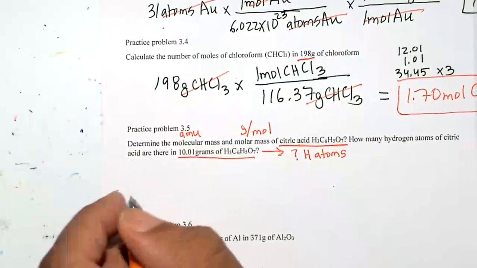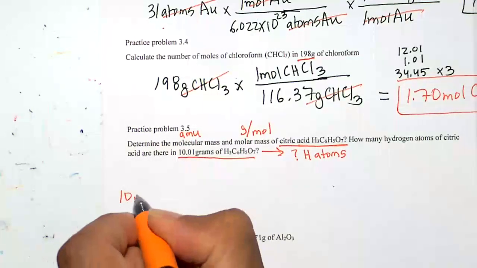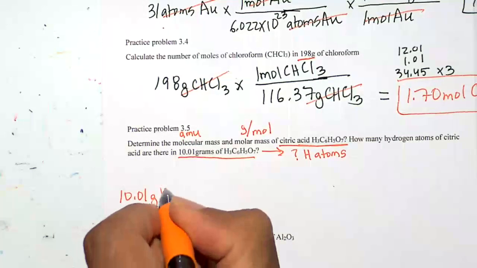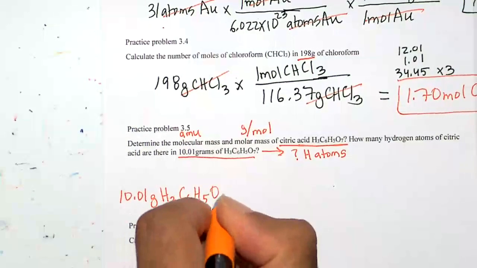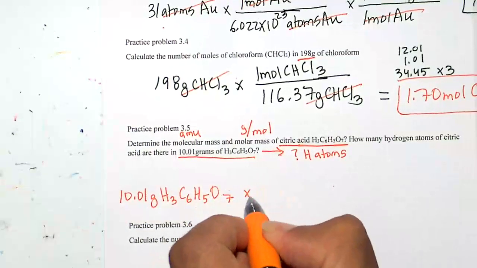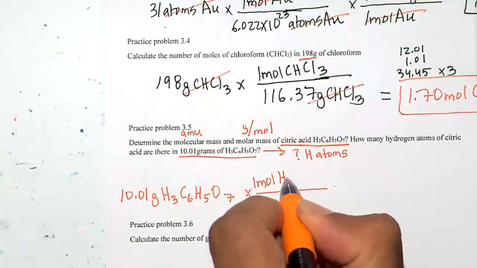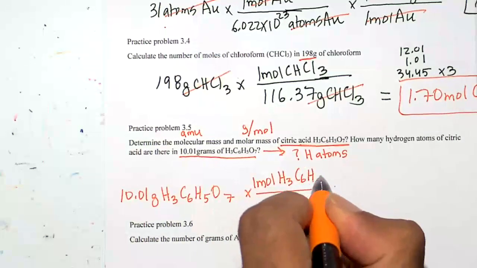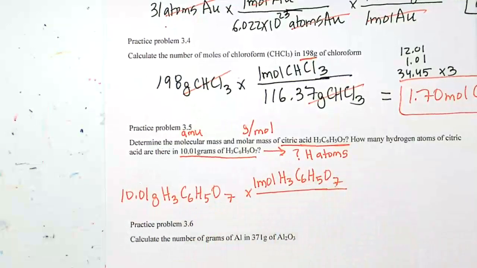Citric acid is like a powder. So let's solve this here. So we have 10.01 grams of citric acid, which is H3C6H5O7. Let's go ahead and convert that to moles. 1 mole of H3C6H5O7 contains how many grams? Okay, that's this big one here.